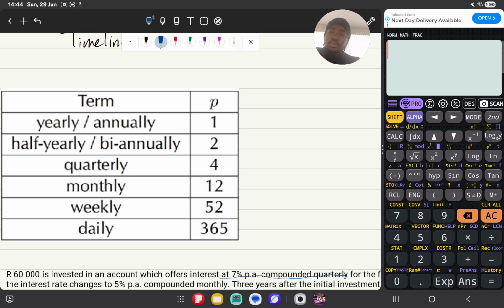So when they say compounded yearly, it's just annually, and P is 1, which is your period. If it's compounded half yearly, then it's 2. Compounded quarterly, it's 4. Compounded monthly, it's 12. Weekly, daily, and so on. So now you can ask the question, why does this matter to me? How does it affect what we have already learned? I will just show you right now how it affects what you have already learned.